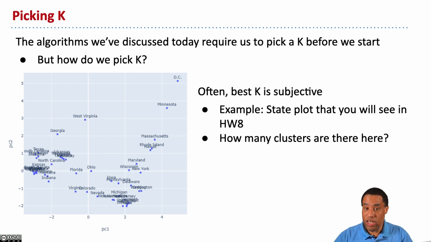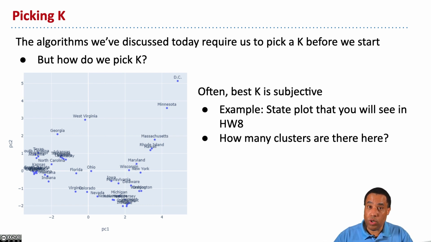So here's an example of a data set that is a plot of the two principal components from a problem in homework 8. So it was how states voted in elections. So if we look at this data, how many clusters should we have? Should it be 2, 3, 4, 5, 10, 50? What's the best choice? Now we can just make a subjective choice and see what we get, and then decide whether we like what results as clusters.